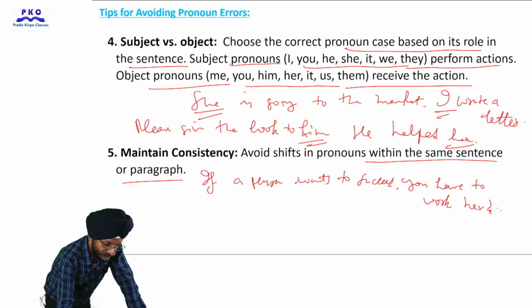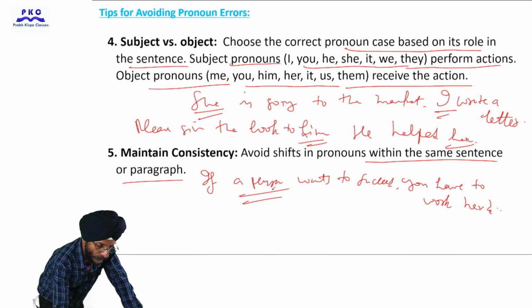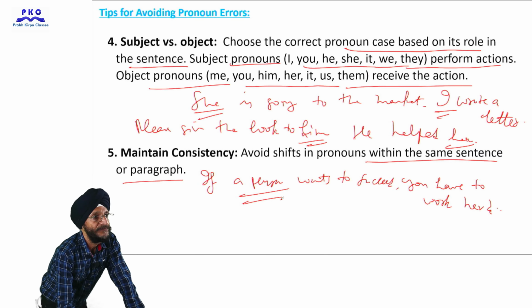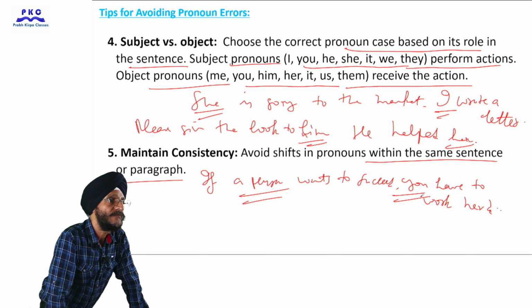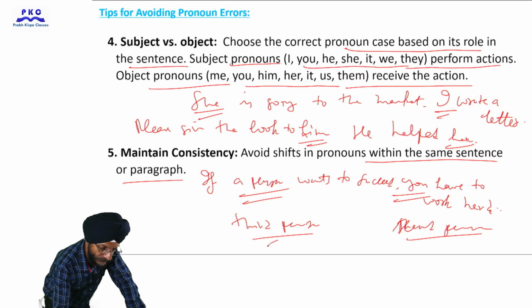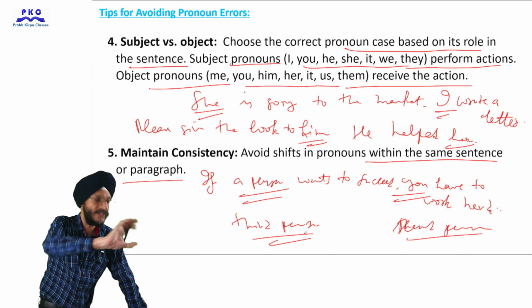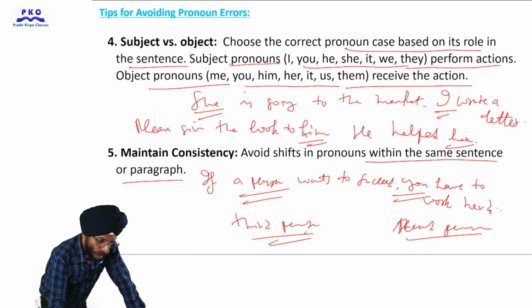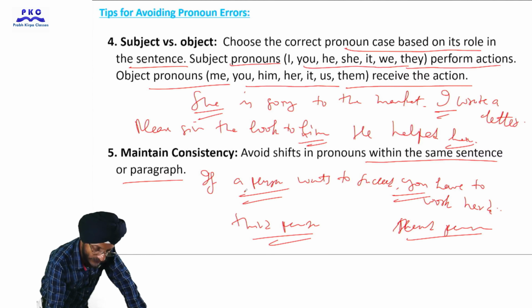Here, what is the pronoun? This is the pronoun which is third person. And here we are using you, which is second person. The pronoun is shifting from third person to second person. It is wrong. We have to maintain consistency. So we will write, if a person wants to succeed, they have to work hard.